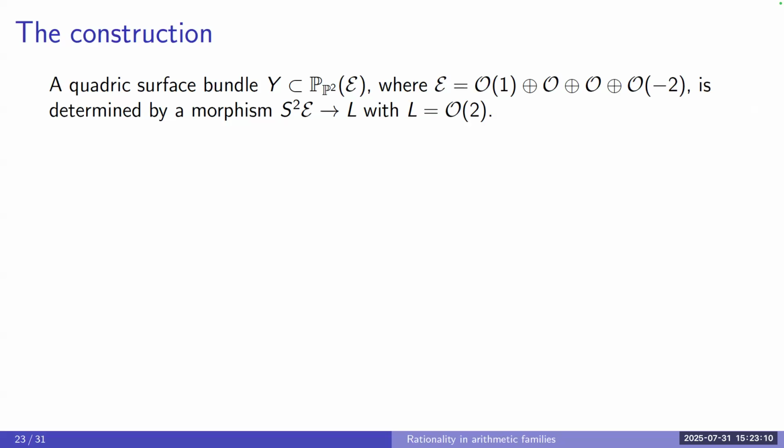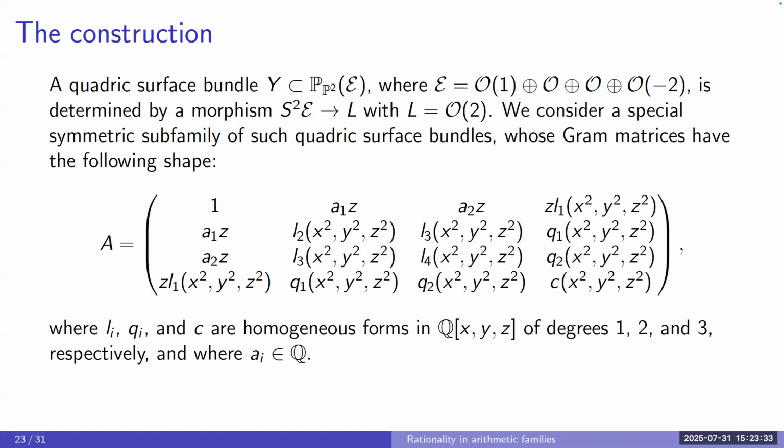And so I'm going to take this rank 4 vector bundle, O(1) plus O plus O plus O(-2). And the quadric surface bundle is determined by this morphism from the symmetric square of that vector bundle mapping to a line bundle, and I'm going to take O(2) here. Okay, so we call this a quadratic form valued in the line bundle L. And so you can look at the Gram matrix for that quadratic form, and this determines your quadric surface bundle.